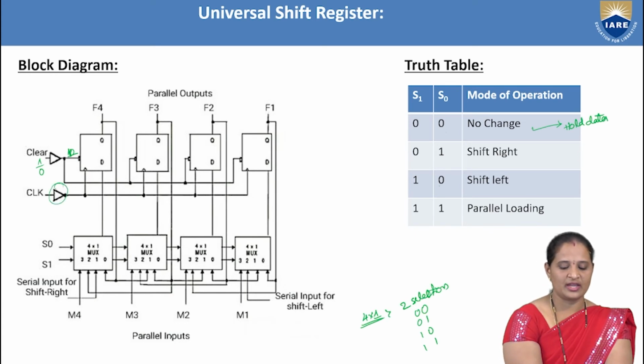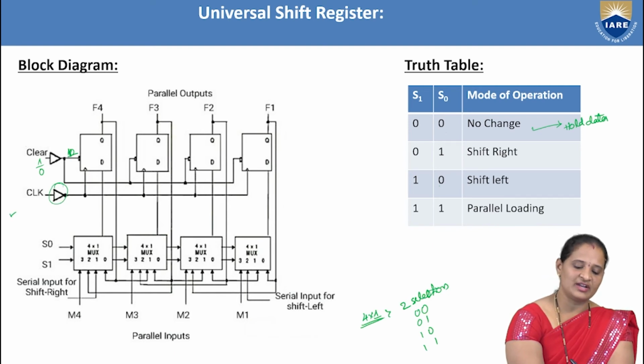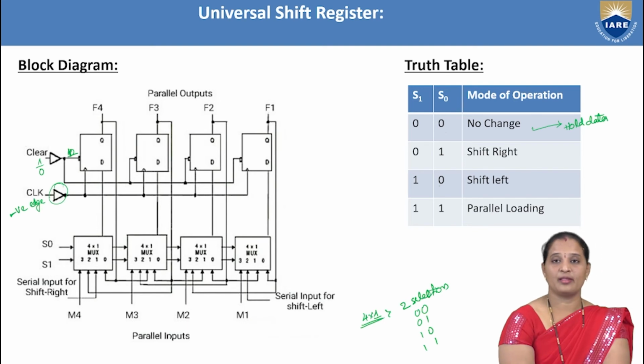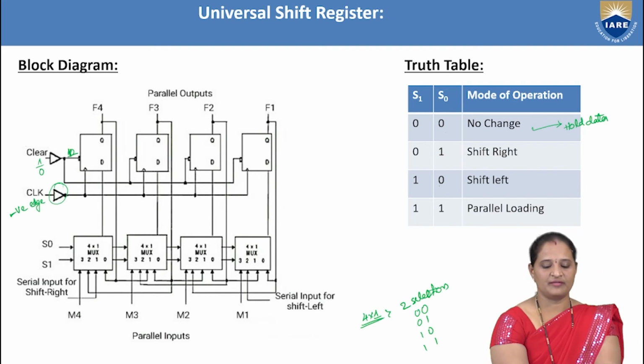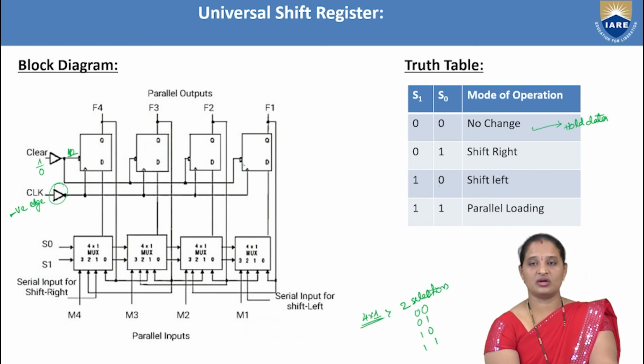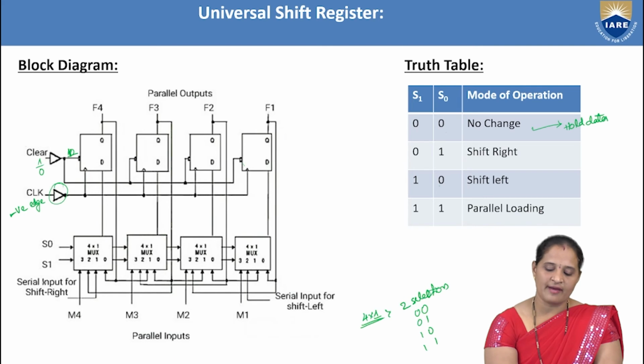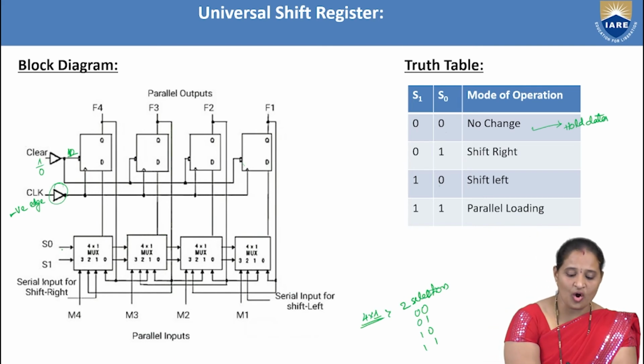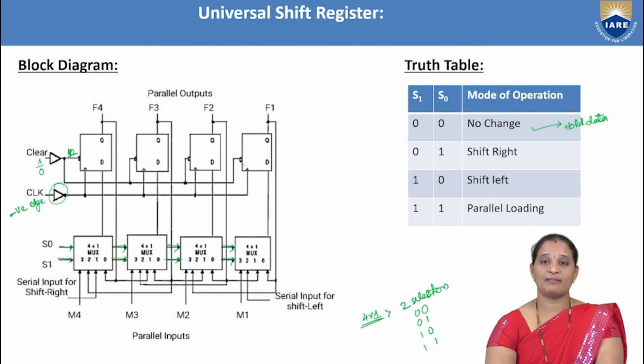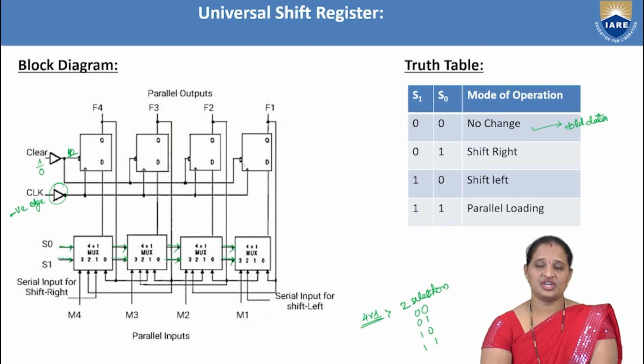And we have a clock here with an inverter, which indicates a negative edge triggered flip-flop. All the flip-flops are applied with the same clock. And we have 4 multiplexers, and all 4 multiplexers are applied with the same selection input. This connection indicates that all the multiplexers share the same selection inputs.